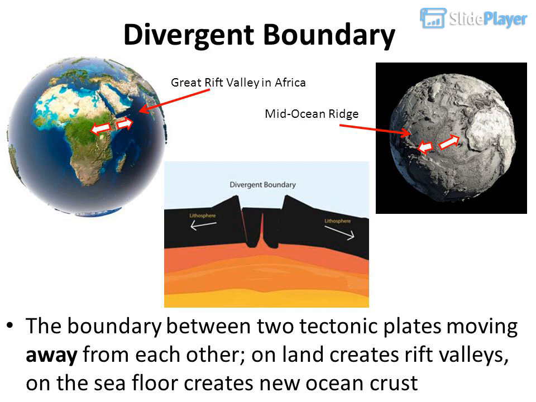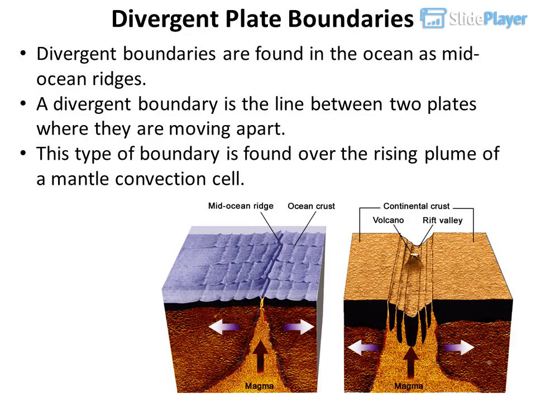Mid-ocean ridge: the boundary between two tectonic plates moving away from each other, on land creates rift valleys, on the seafloor creates new ocean crust. Divergent plate boundaries. Divergent boundaries are found in the ocean as mid-ocean ridges. A divergent boundary is the line between two plates where they are moving apart. This type of boundary is found over the rising plume of a mantle convection cell.